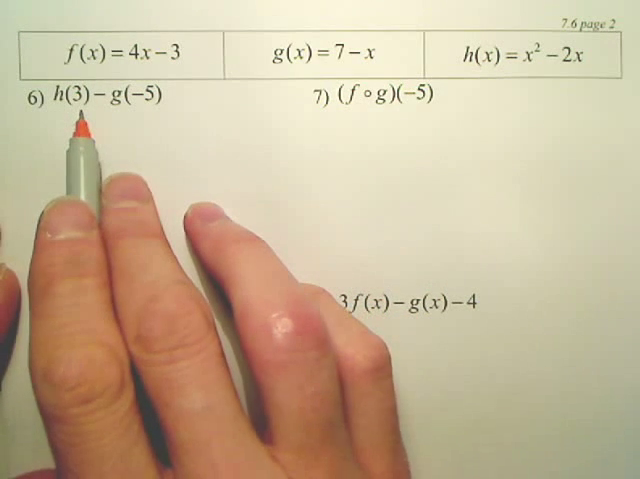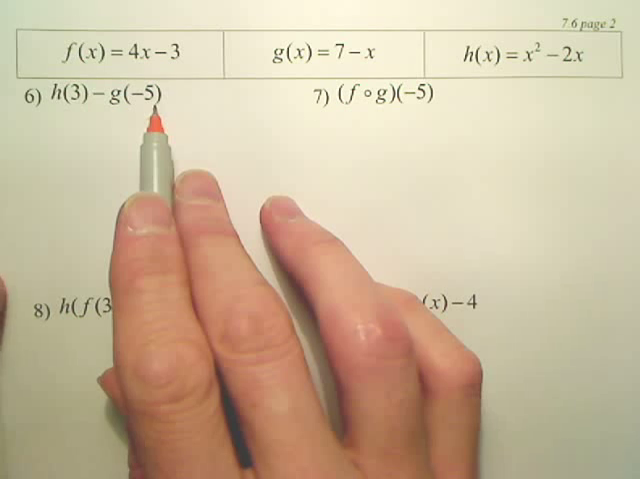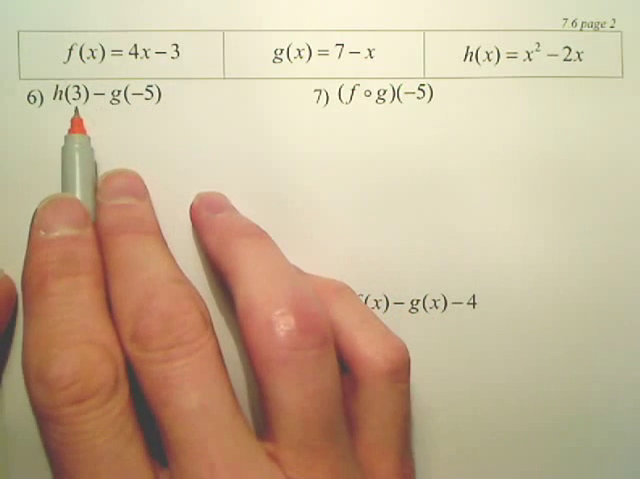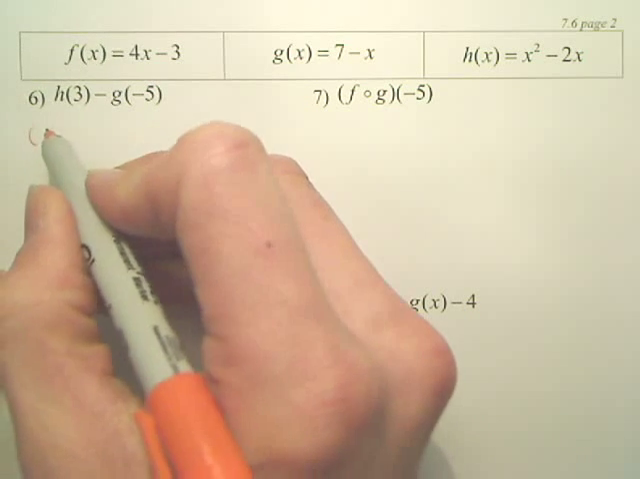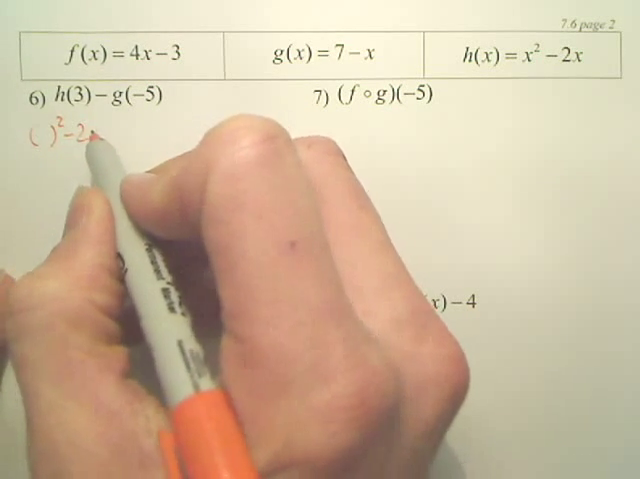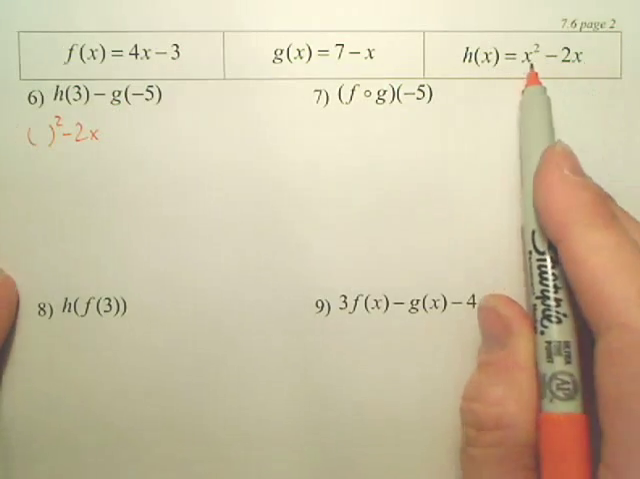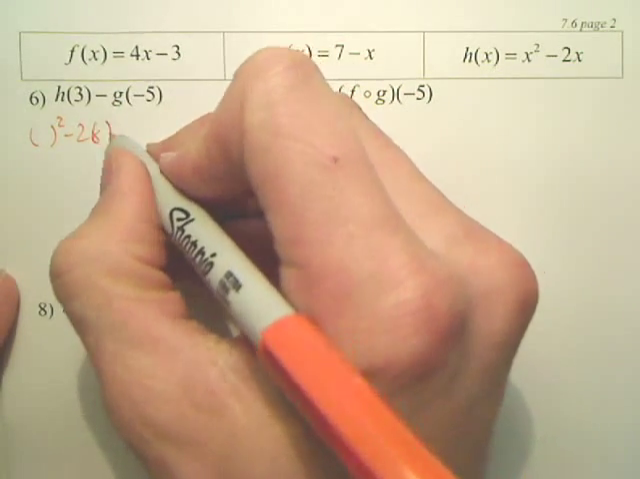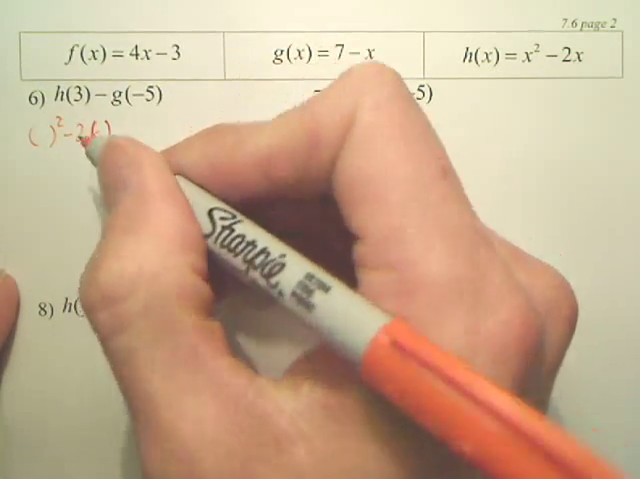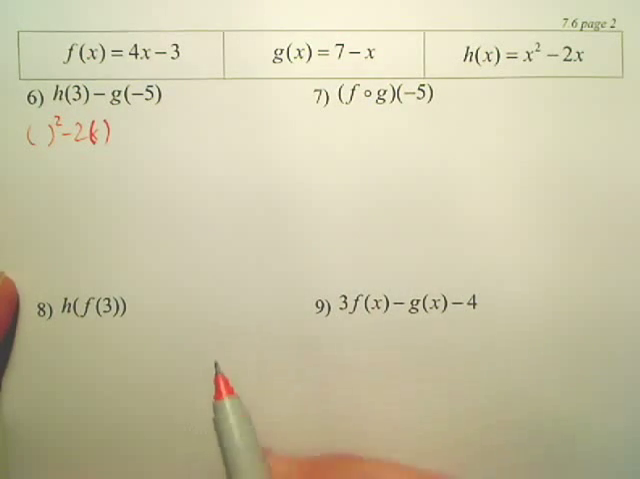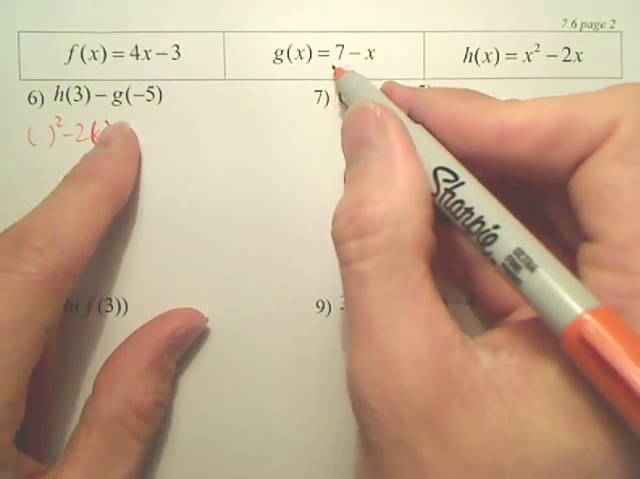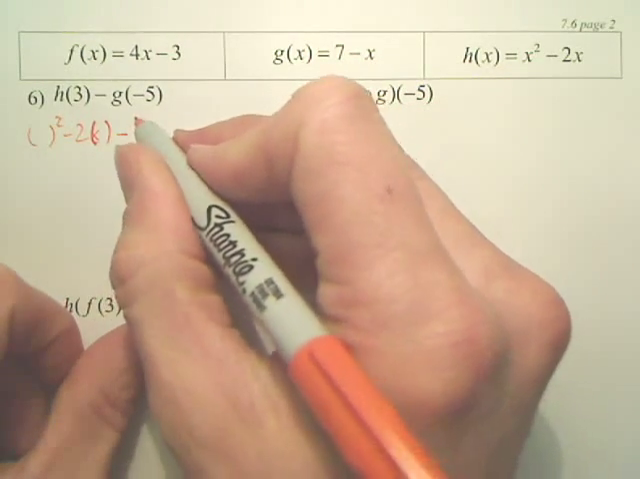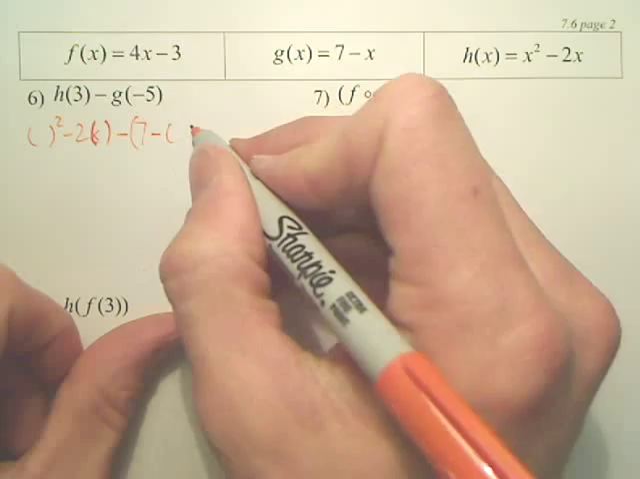h of 3 minus g of negative 5. First of all, we need to find h. This is h. So it's going to be blank squared minus 2x. That's h. Oops, not x. Do we put a blank here? Minus, what's g? G is 7 minus x.